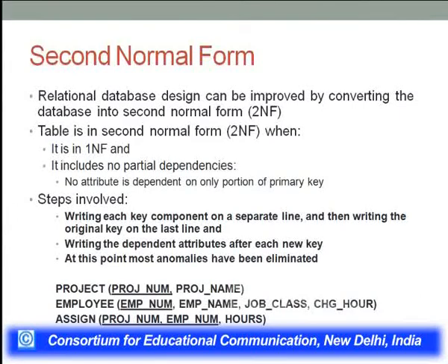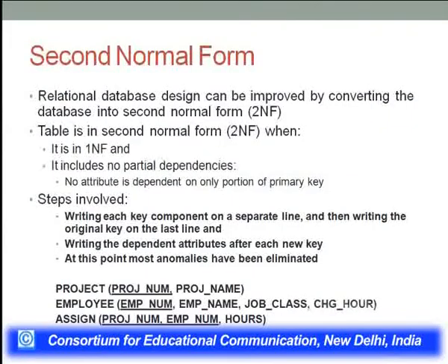Writing each component on a separate line and then writing the original key on the last line. Then writing the dependent attributes after each new key. At this point, most anomalies have been eliminated. So, in our project employee example, in the last line we will write the composite key, that is project number, employee number and hours, and we will create this as a new table.